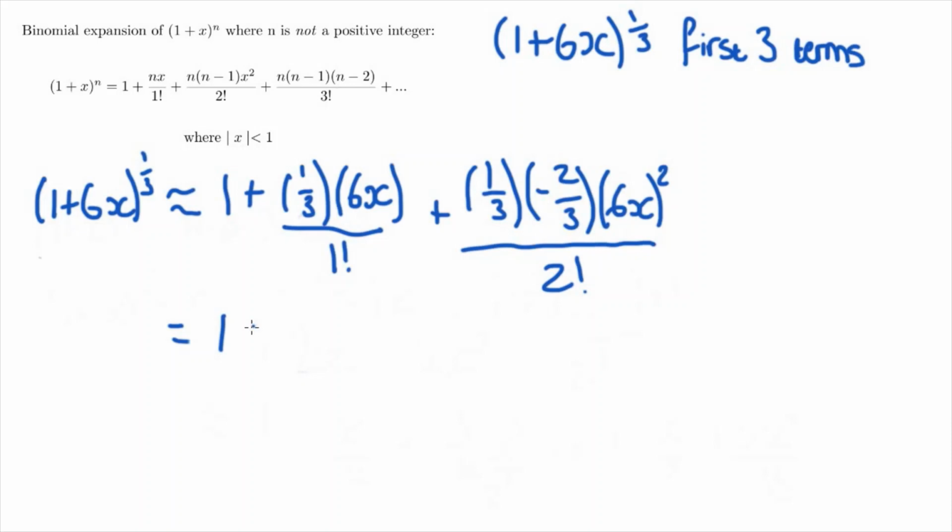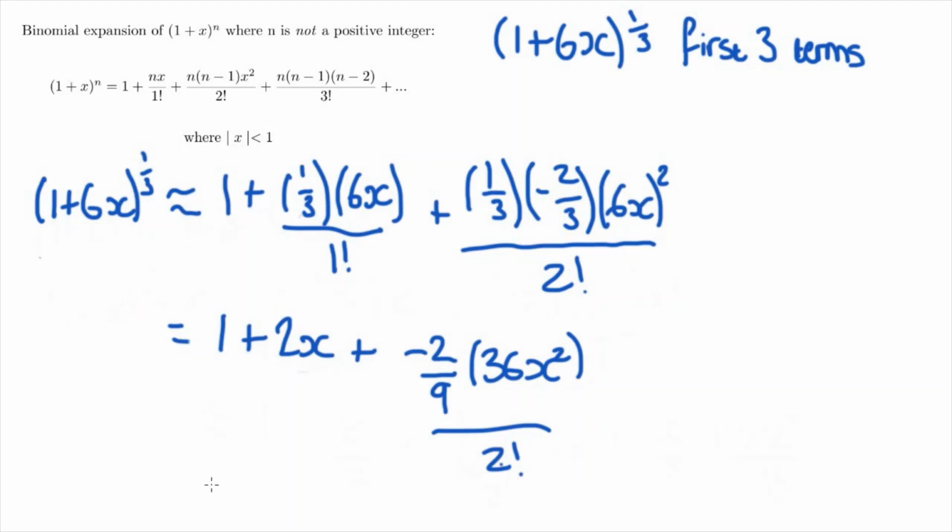Alright, so we get 1 plus 2x plus a third times minus 2 over 3 is minus 2 over 9, 6x squared is 36x squared, divided by 2 factorial, which then, after fully simplifying, we get 1 plus 2x minus 4x squared. Let's move on to an even more difficult example.